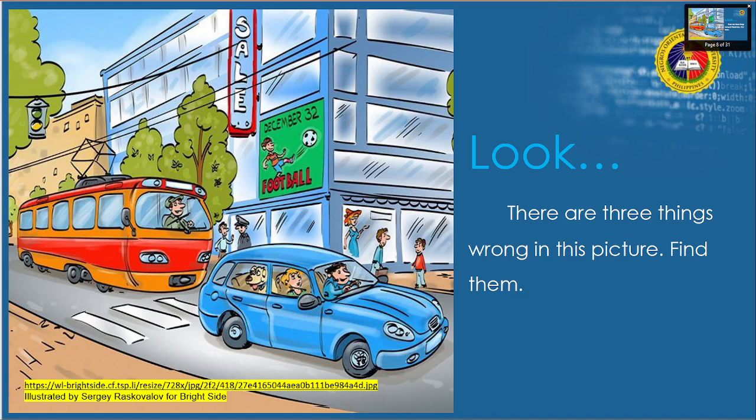Spot the errors. Traffic light, very good. What's the problem with the traffic light? Ready to go only, no stop. Alright, let's go. So, there are three things wrong now. Is it a bus? A train, right? So the train is on the road instead of on the rail. Alright, so what else?